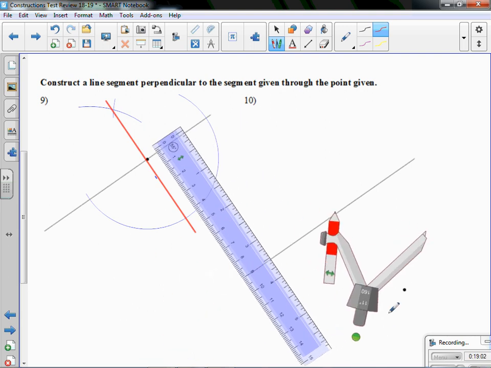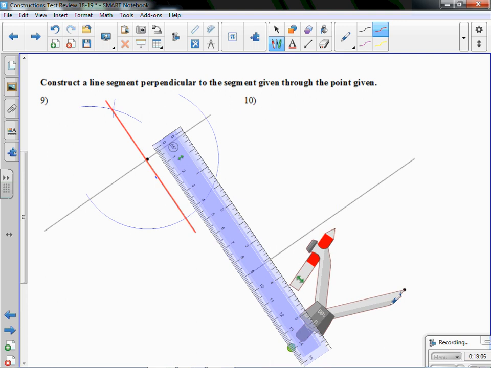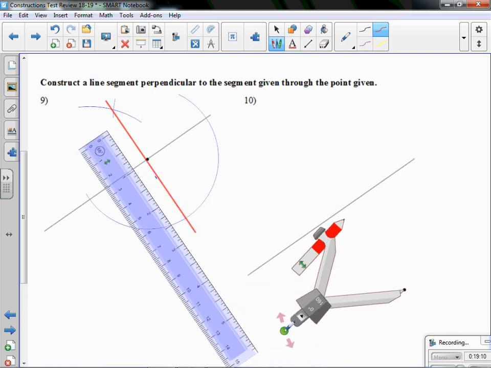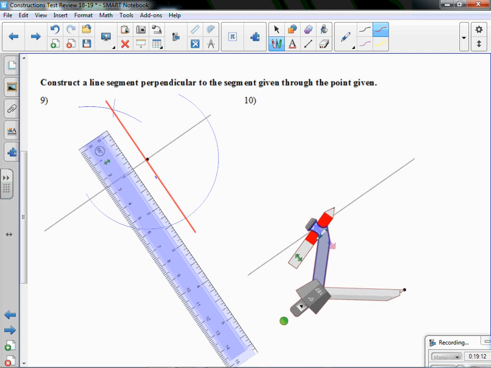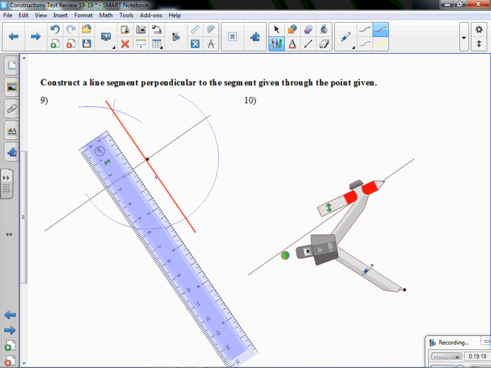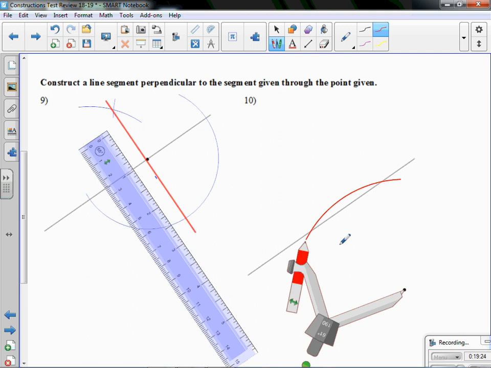Alright, so then next one, the point is not on the line. Same kind of process though. We start with the point of our compass on the point. Make sure our compass is open so it goes past the line segment, and so that we can make an arc that will hit that segment in 2 places. So making an arc, hitting it in 2 places.